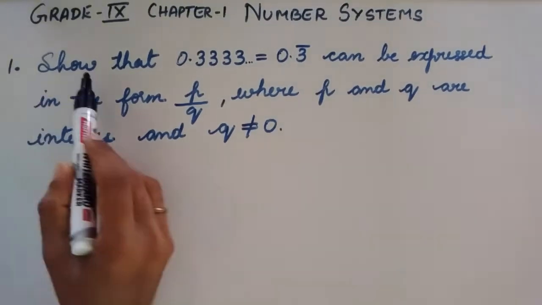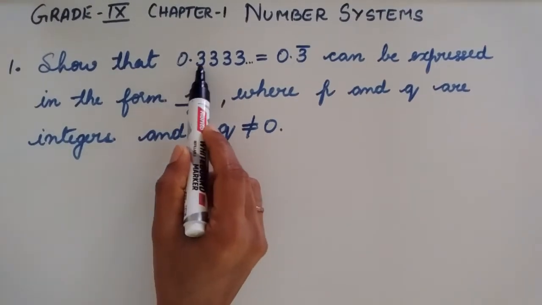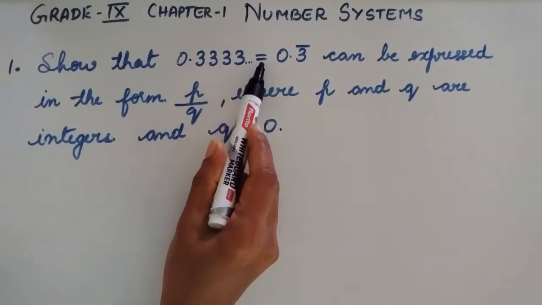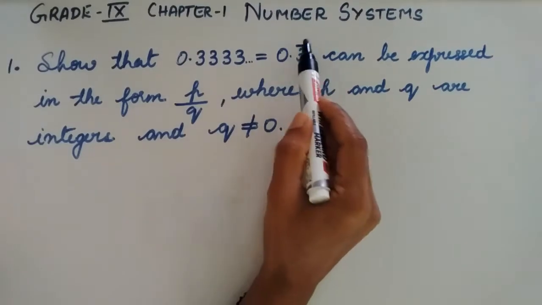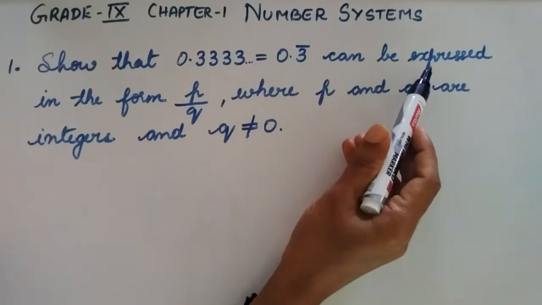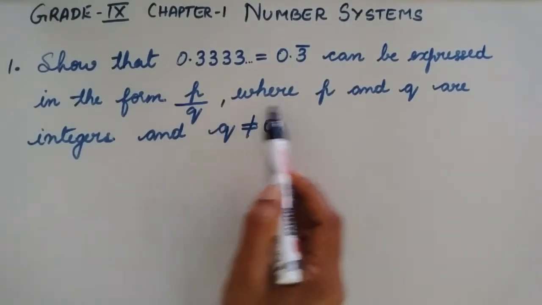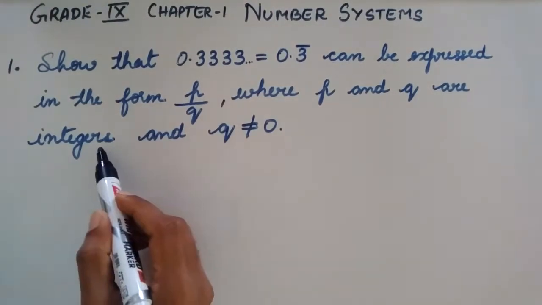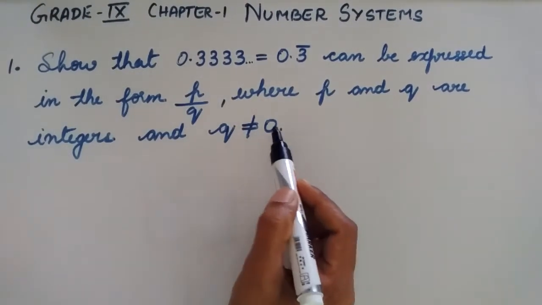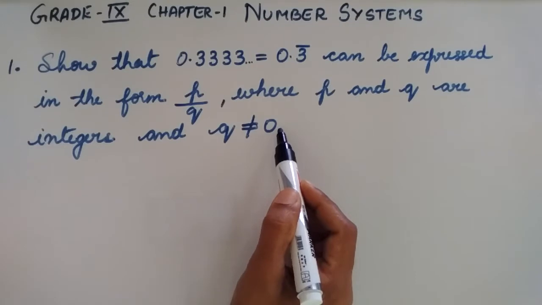Problem number 1: show that 0.3333... so on, which is equal to 0.3 bar, can be expressed in the form p by q, where p and q are integers and q is not equal to 0.